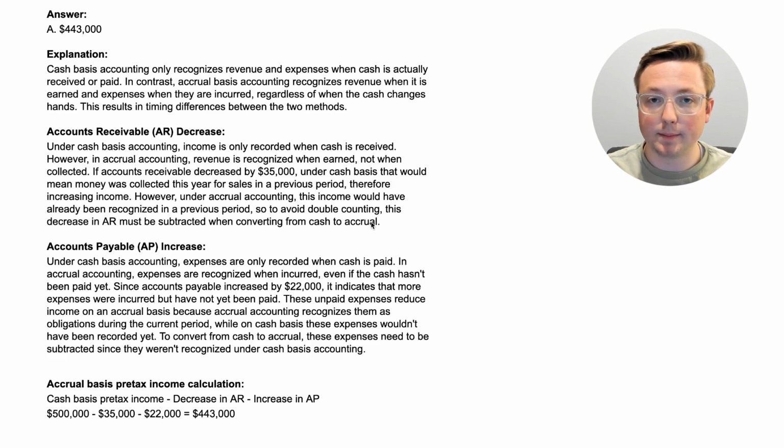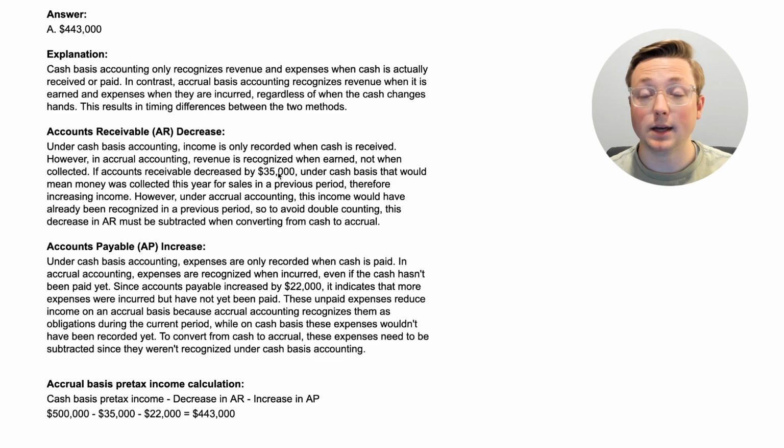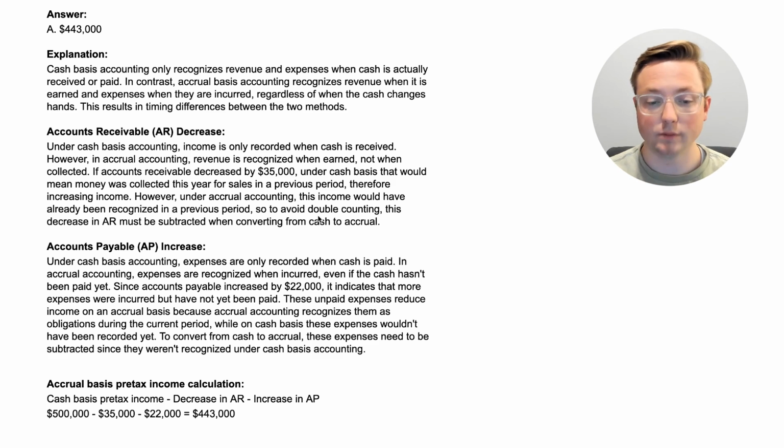So again, you have to think about this. For cash, it only matters when money moves, when the cash is received or when the cash is paid. But with accounts receivable, this $35,000 and any other accounts receivable that's already there was already recognized in income under accrual basis. So to avoid double counting it, because cash is counting it already and accrual basis is already counting it, we need to subtract it because we already recognize that income under accrual. So think about that. Let's go to accounts payable.